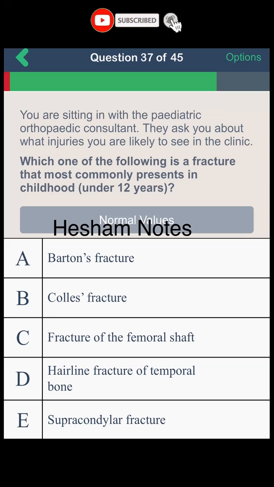You are sitting in the pediatric orthopedic consultant's clinic and they ask you what injuries you are likely to see in the clinic. Which one of the following is a fracture most commonly present in children under 12 years old?